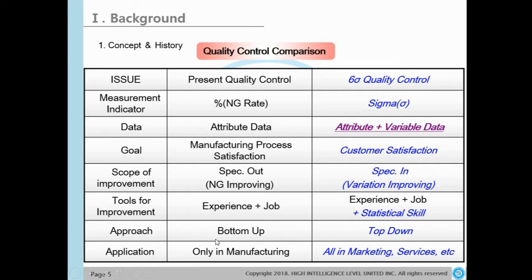And before it was bottom up. Bottom up means from the staff to the top management. Top down means from the top management to the staff. This one is normally applicable to manufacturing only, but this one is also for marketing and service, etc.